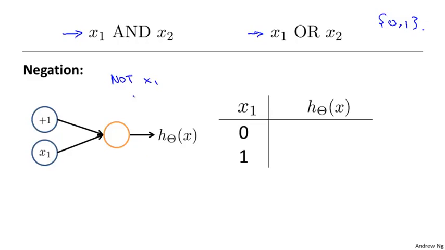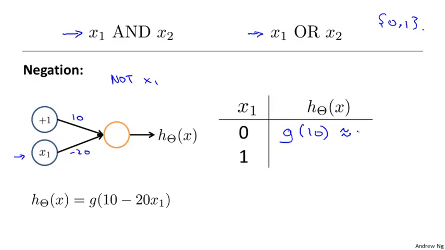Let me just write down the weights associated with this network. We have only one input feature, x1 in this case, and a bias unit plus 1. And if I associate this with the weights plus 10 and minus 20, then my hypothesis is computing this: h of x equals sigmoid of 10 minus 20 times x1. So when x1 is equal to 0, my hypothesis will be computing g of 10 minus 20 times 0, which is just 10, and so that's approximately 1. And when x1 is equal to 1, this will be g of minus 10, which is therefore approximately equal to 0. And if you look at what these values are, that's essentially the not x1 function.